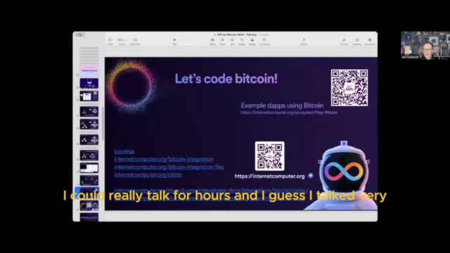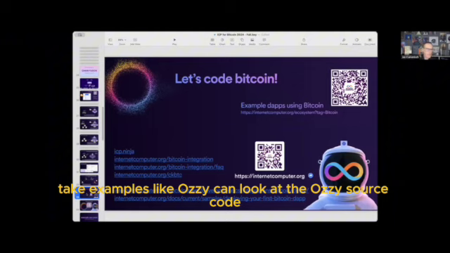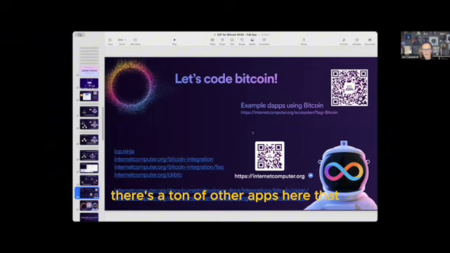I could really talk for hours, and yes, I talked very, very fast. So sorry about that. But I think, yeah, let's start coding Bitcoin. Take examples like Oisy. You can look at the Oisy source code. There's a ton of other apps here that are already using Bitcoin on ICP. Here's some more URLs. I guess I'll share the slides with the organizers on Telegram, who can share them further. So yeah, thanks a lot for your attention, and happy coding with ICP and Bitcoin.